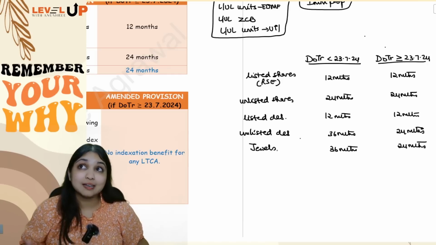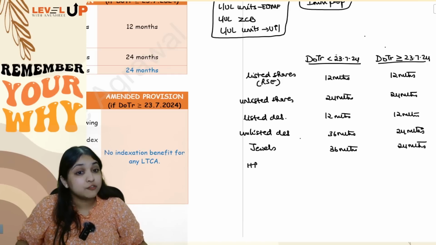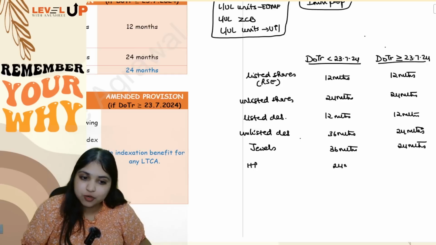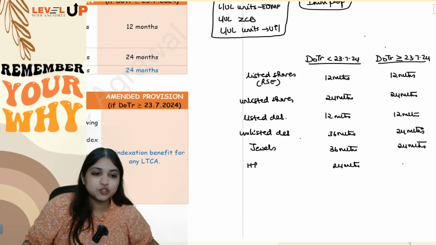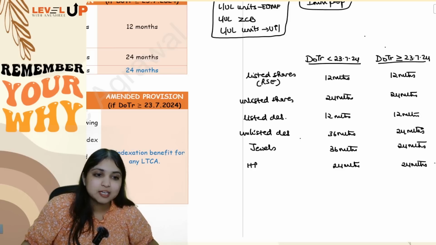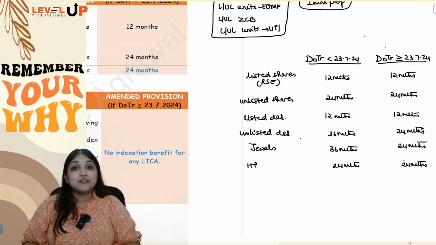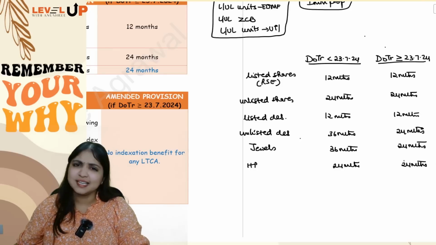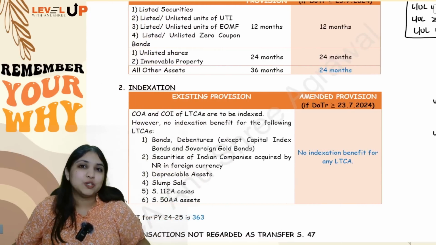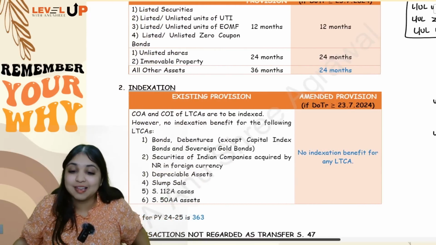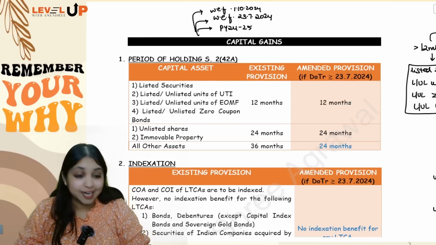Then what if the capital asset happens to be a house property? If the date of transfer is before 23rd July 24, 24 months. If the date of transfer is on or after 23rd July 24, it will stay the same, 24 months. Understood, everybody? So this is your first amendment in capital gains. Easy amendment, guys. Not a big task. We just have to remember that we don't have the 36 months criteria anymore.